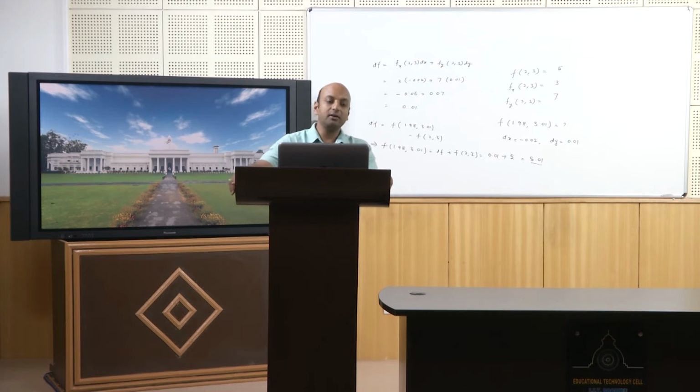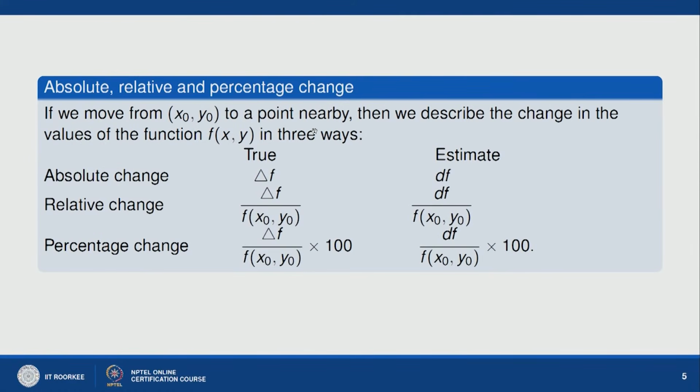Now, we can also find absolute, relative and percentage change in the value of the function. How can we find out? If we move from a point (x naught, y naught) to a point nearby, then we can describe the change in the value of the function f(x, y) in 3 ways. First is absolute change, where the estimate is df and the true value is delta f. Relative change, where the true value is delta f divided by f at (x naught, y naught), and the estimate is df upon f at (x naught, y naught). The percentage change means you would simply multiply the relative change by 100.